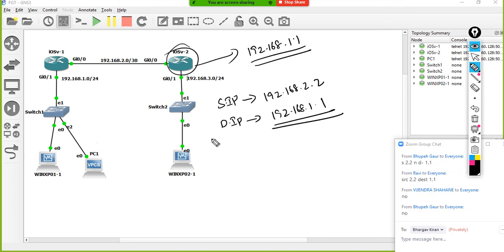Check it there. Router 2, does it have a route? No, it doesn't have. So what will it do? It will drop directly. This is what I'm expecting. Whenever it has a route or something, then you can think about ARP and all. Do you understand?